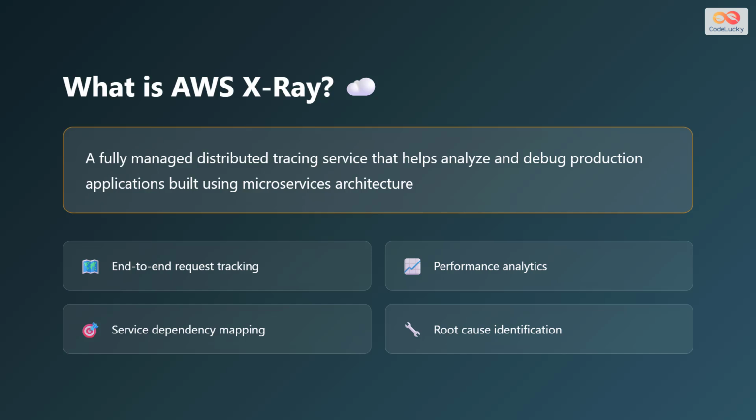AWS X-Ray is a fully managed distributed tracing service provided by Amazon Web Services. It helps you analyze and debug production applications that are built using microservices architecture. X-Ray provides several key capabilities. It offers end-to-end request tracking, so you can see the entire journey of a request. It provides performance analytics to understand how your application is performing. It creates service dependency mapping, showing you how all your services are connected. And finally, it helps with root cause identification, making it easier to find and fix problems quickly.